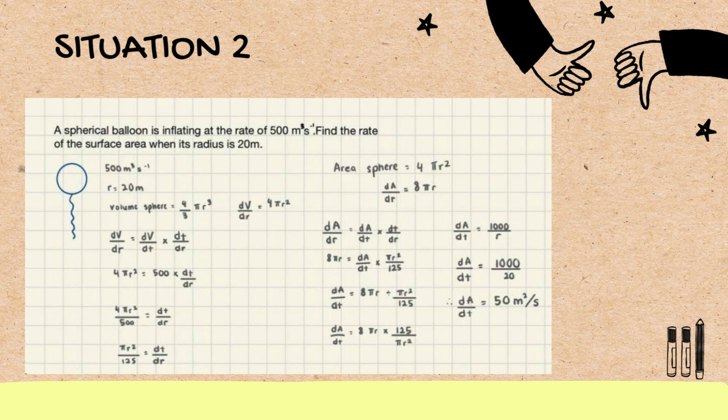So step 3, you just write the chain rule about the area of the sphere. You just substitute the information that you got before into the chain rule. So you will get 8 pi r equal dA over dt times pi r squared over 125. So you will get the answer of dA over dt is equal to 50 meter squared per second. So that's it for situation 2.